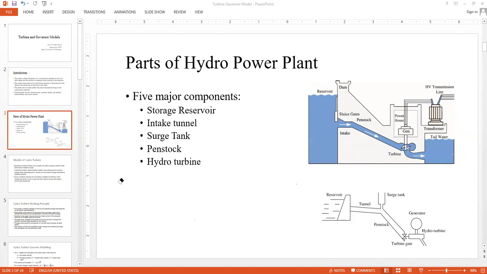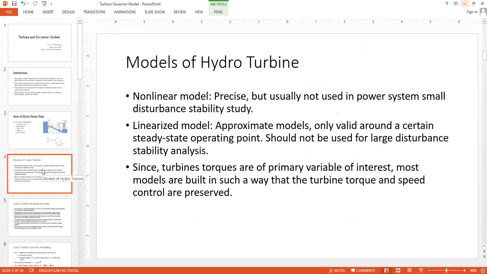Okay, so now we would like to model whatever was discussed till now. We would like to model it mathematically. There are several models, as we discussed earlier for other components of the power system. As we started, if you remember, with a nonlinear model for the synchronous machine, similarly here there could be a nonlinear model for the hydro turbine.